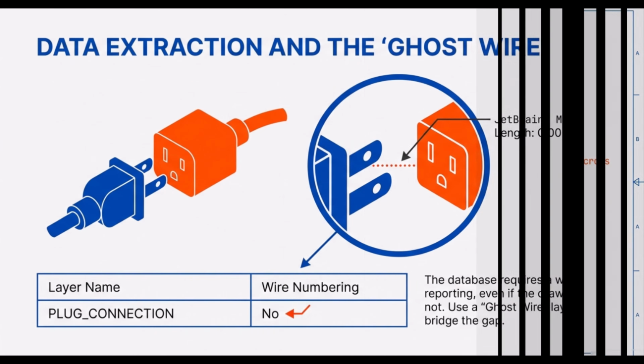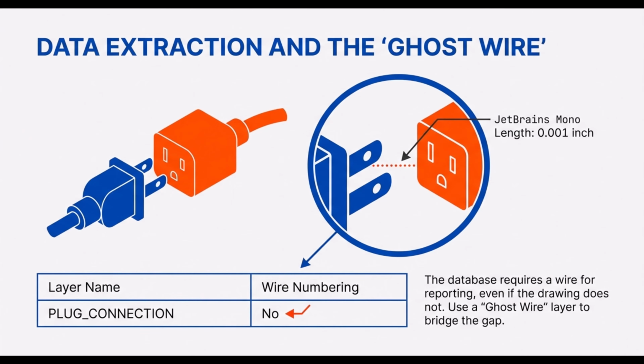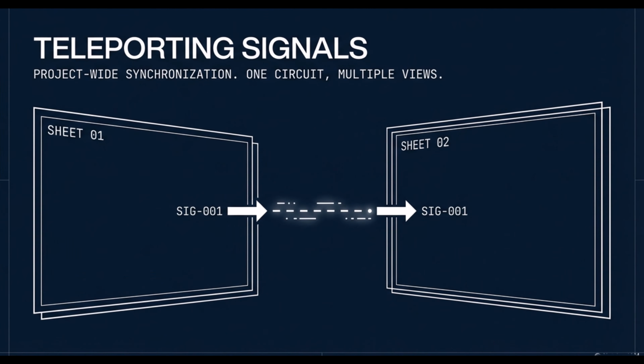But to the database, it's a valid wire entity with X data. It connects pin 1 of the plug to pin 1 of the receptacle. That is the secret sauce right there. But you have to be careful with layers, right? You don't want that tiny wire showing up in your wire list. Correct. If you don't manage it, your bill of materials will list a bunch of 0.0001 inch jumper wires, which will confuse the heck out of your panel shop.